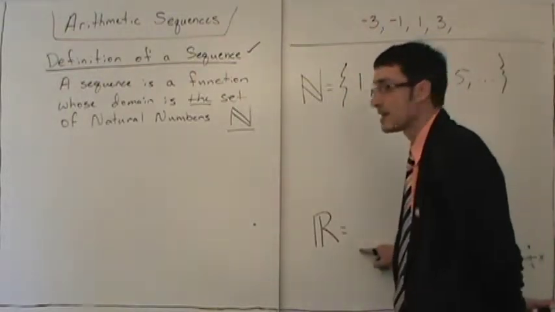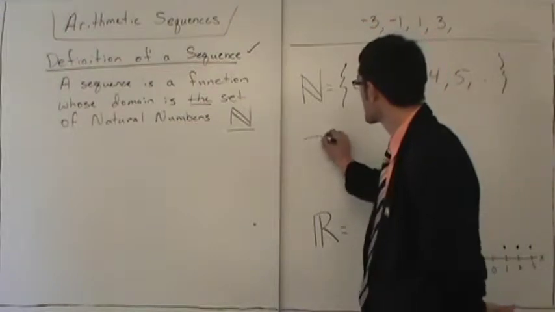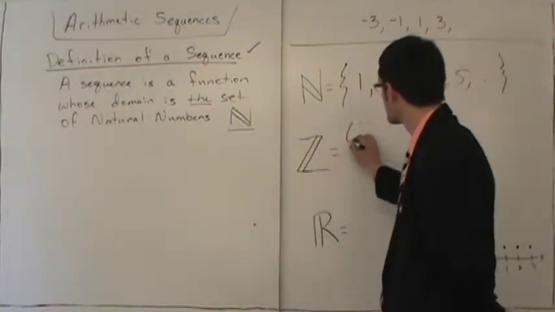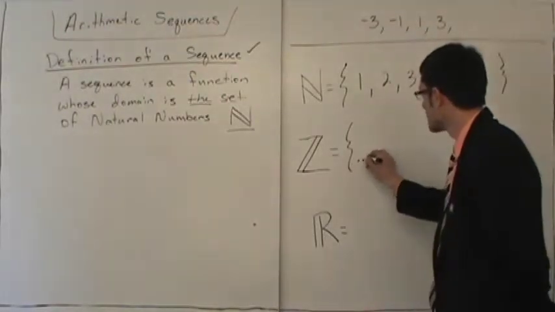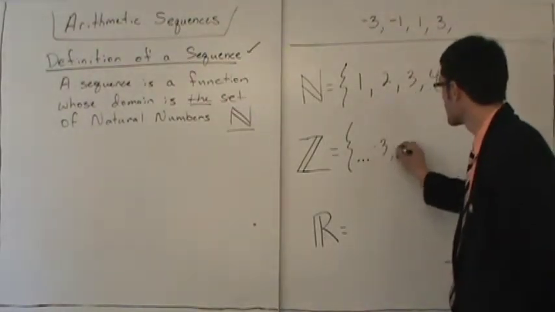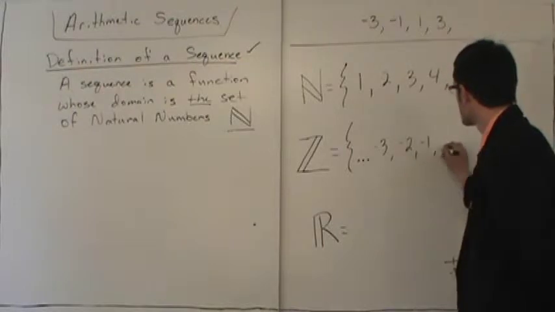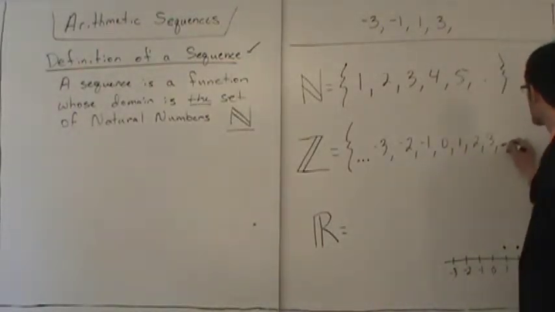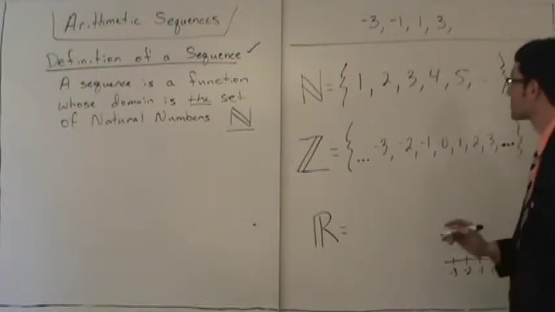What's the difference? Now, before we get to the real numbers, let's look at the set of integers. Okay, the set of integers is the set of numbers... dot, dot, dot means it goes on forever. -3, -2, -1, 0, 1, 2, 3, dot, dot, dot. Okay, so again, it goes on forever. Okay, so the set of integers.